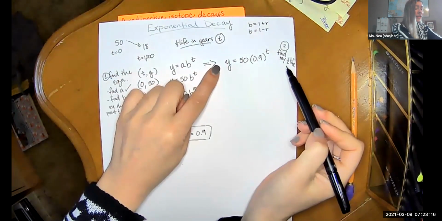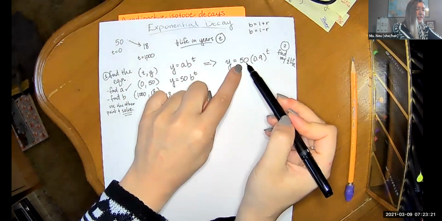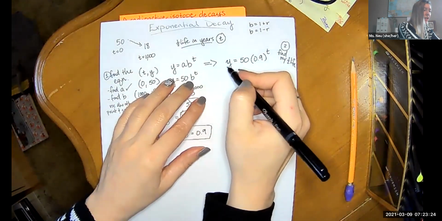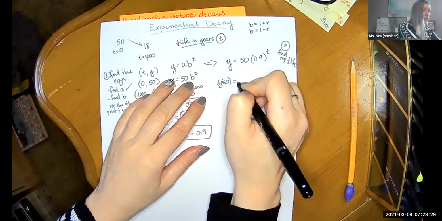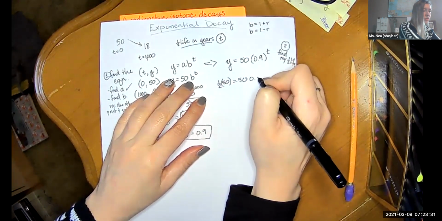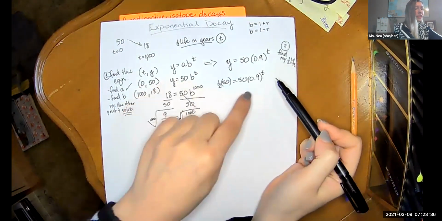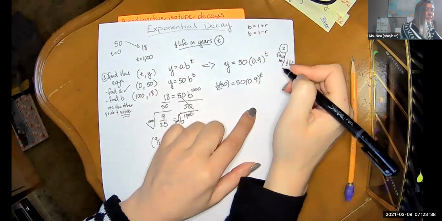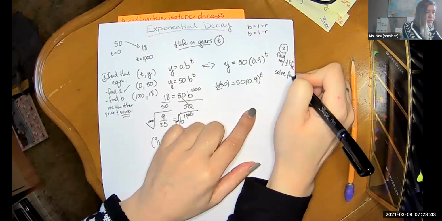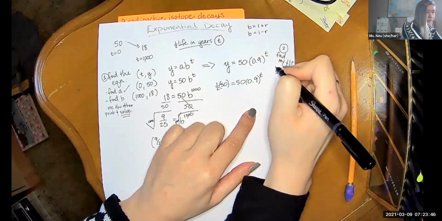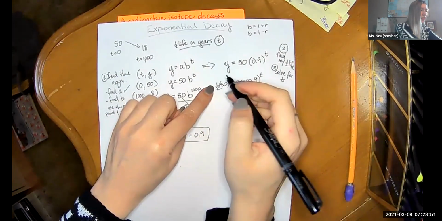All right, and now for the half-life, we're just going to take wherever it starts, and then we're going to do half of that. So I'm just going to say my output is going to be half of whatever my starting value was. And now all I have to do is solve for t, right? Okay, so first I'm going to clean this up a little bit. Half of 50.